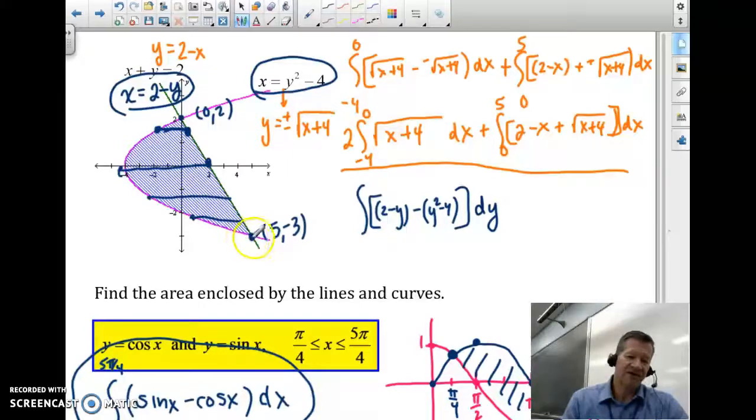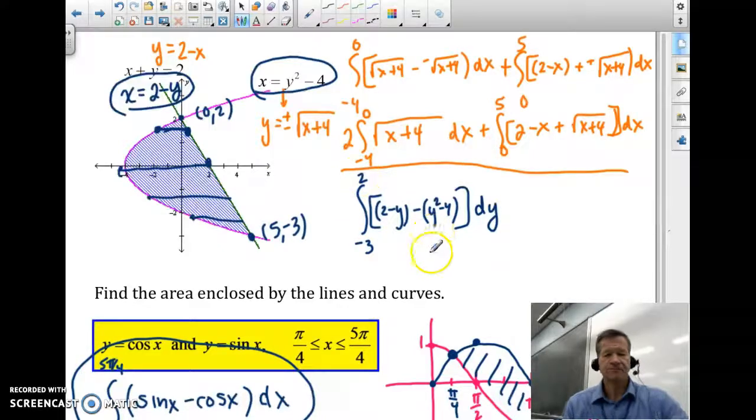So the lowest y value of this region is down at negative 3. The highest y value is up at 2. I will integrate from negative 3 over to 2. Okay? And this I could do easy enough by hand. I want to give you some advice though.